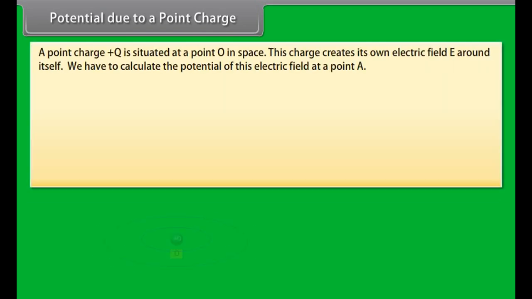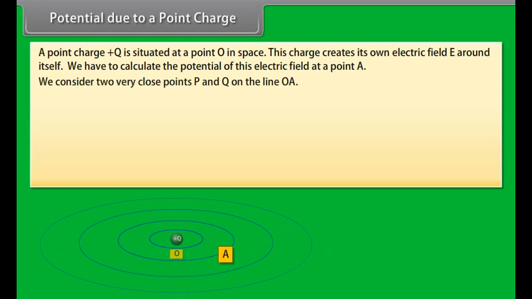Potential due to a point charge. A point charge plus Q is situated at a point O in space. This charge creates its own electric field E around itself. We have to calculate the potential of this electric field at point A. We consider two very close points, P and Q, on the line OA.